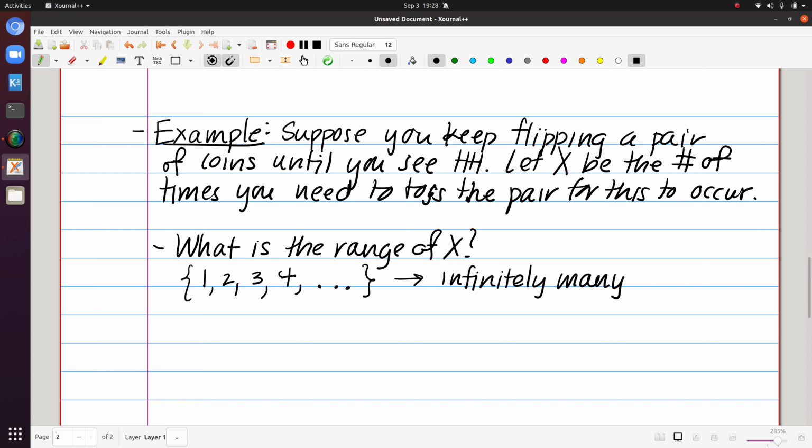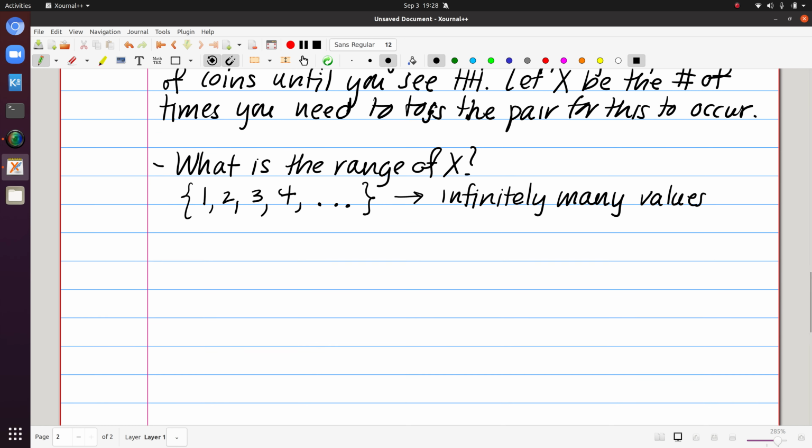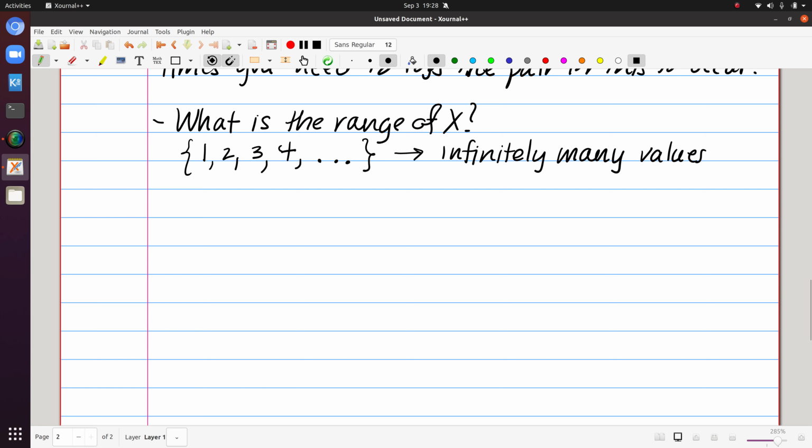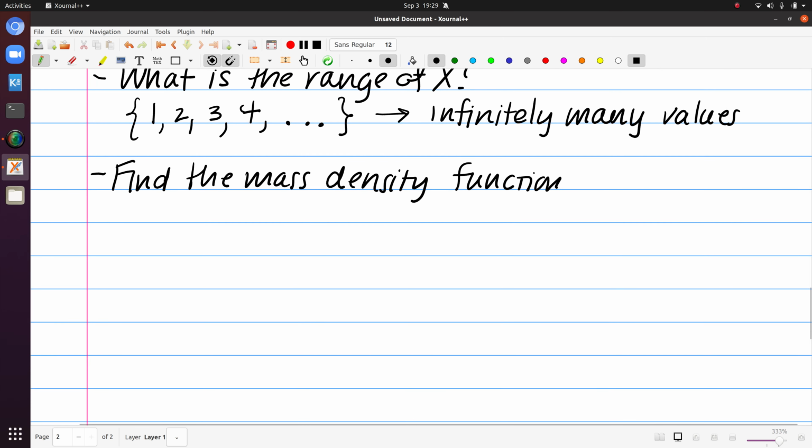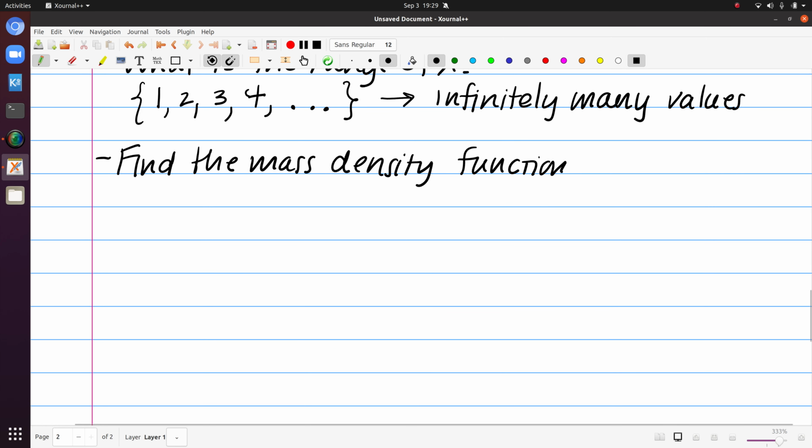of the random variable x. So that's a new situation for us. In this instance, if we were asked to find the mass density function, we have to take a different approach. So far, finding the mass density function required us to list the value of the function p evaluated at everything in the range of x. Now there are infinitely many things in the range of x. I can no longer list all of the mass density function values there.